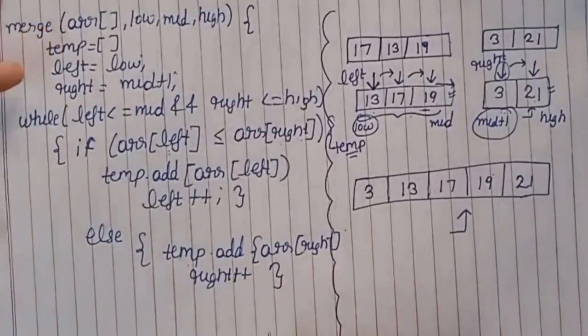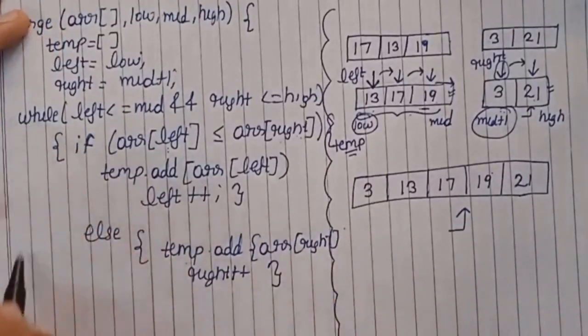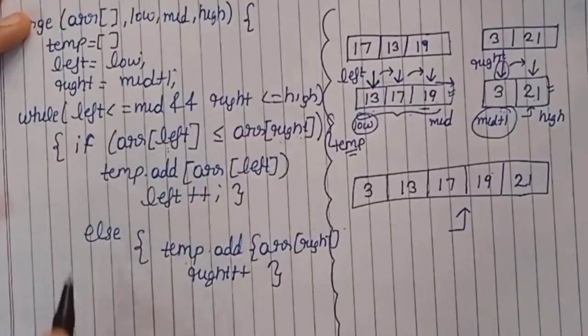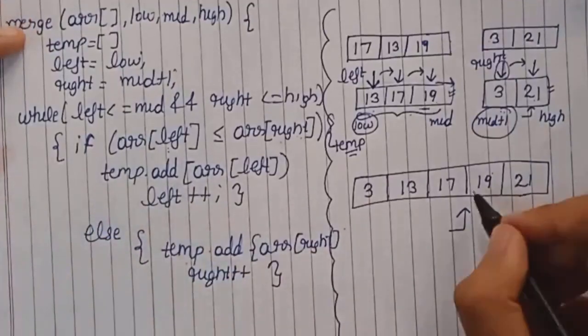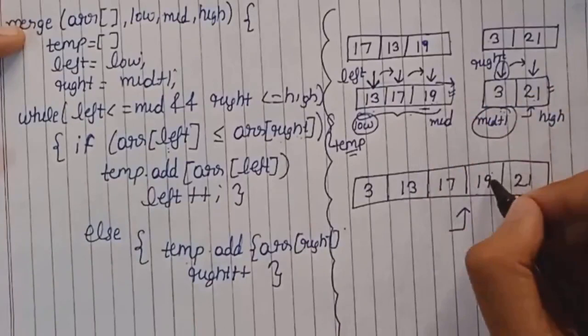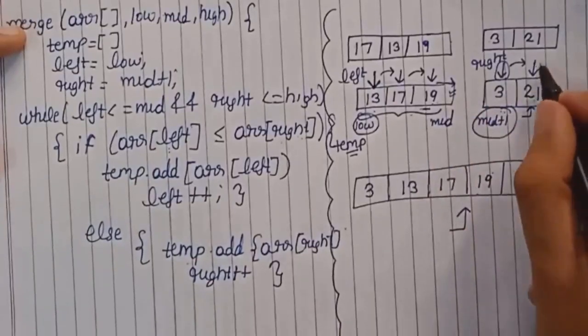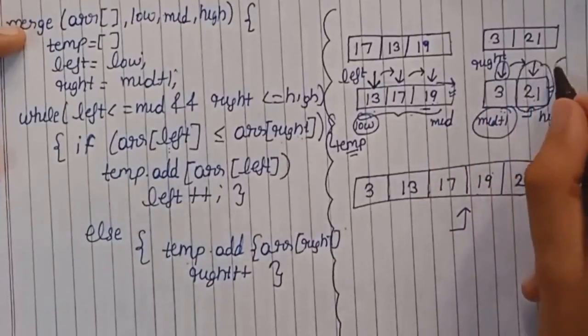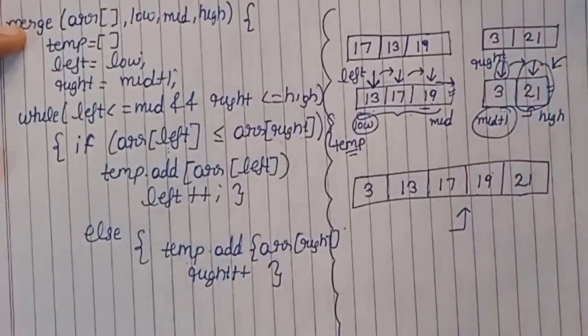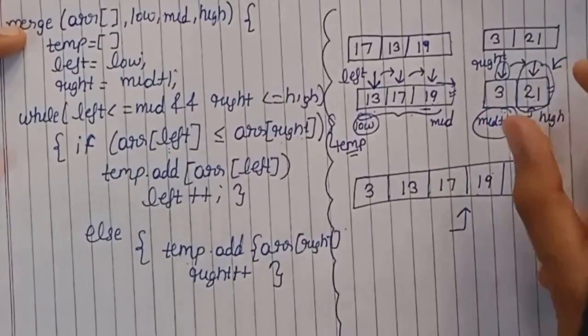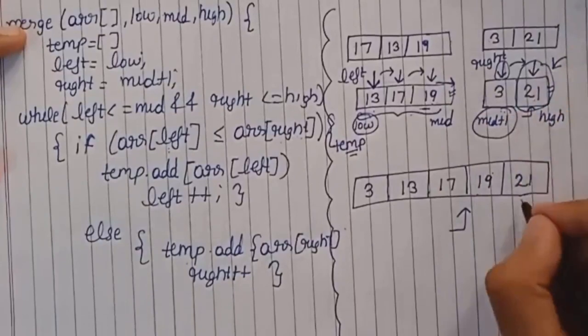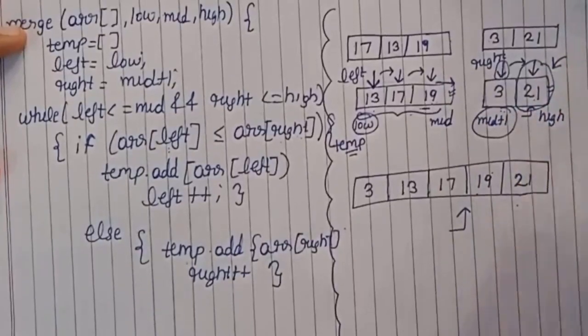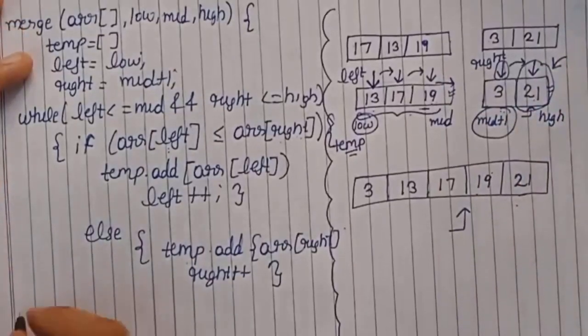Now again you note that after this loop is completed, there is some possibility that there is some leftover element in some array. Like here in this case, after the comparison was completed, still 21 was the element which was left here. So to put that leftover element from the leftover array to our temporary array, I need to use another loop.